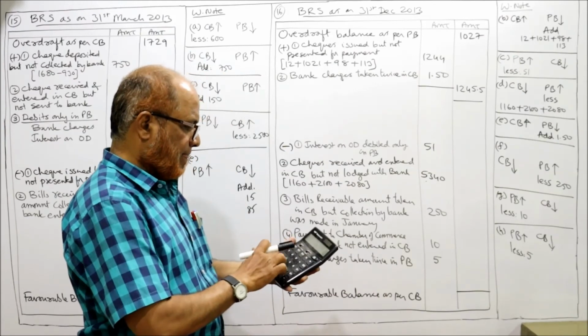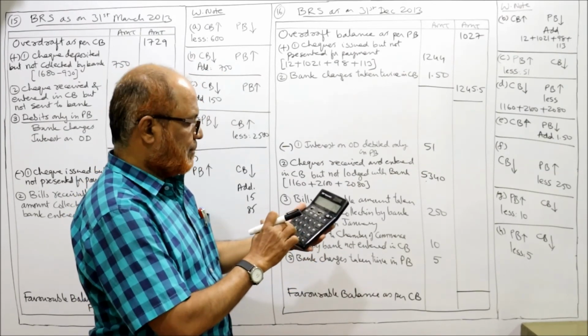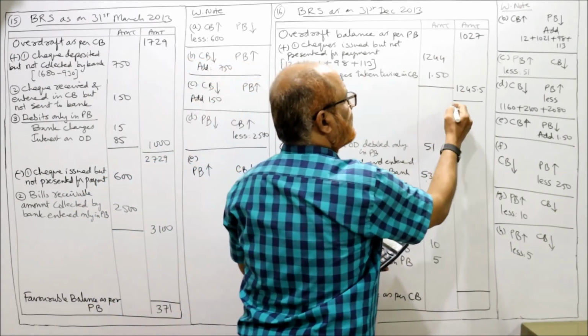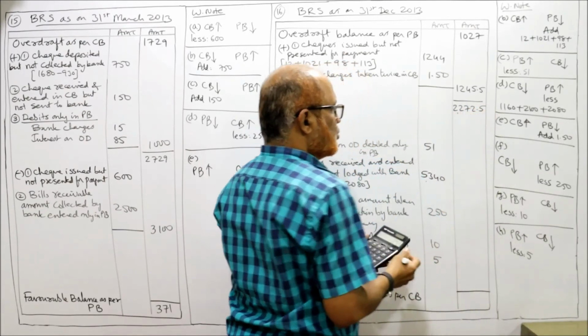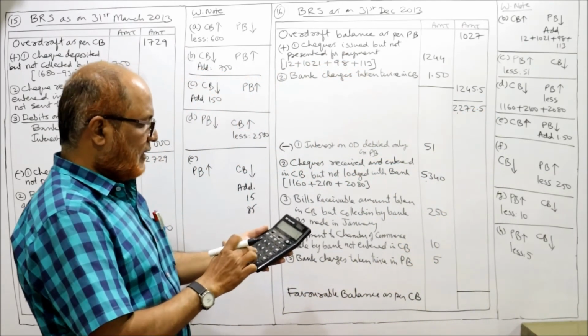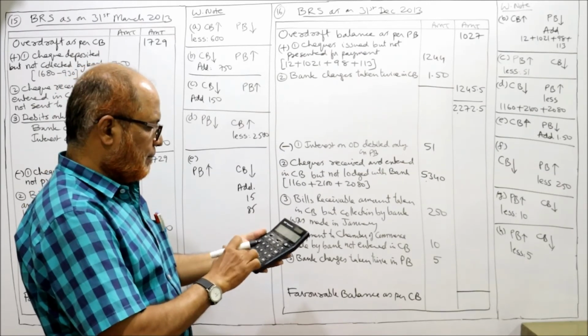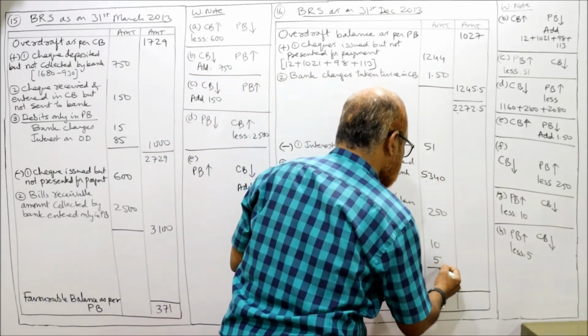Add up. 1027 plus 1245.5 is 2272.5. Now the deductions: 51 plus 5340 plus 250 plus 10 plus 5 is 5656.